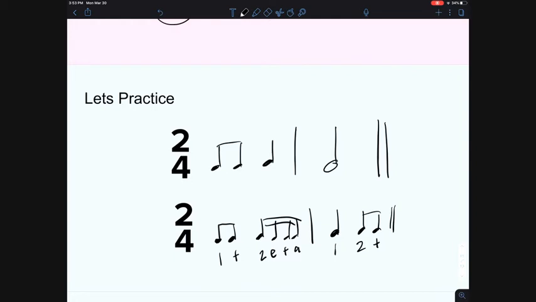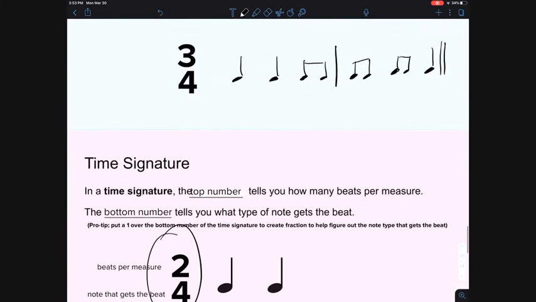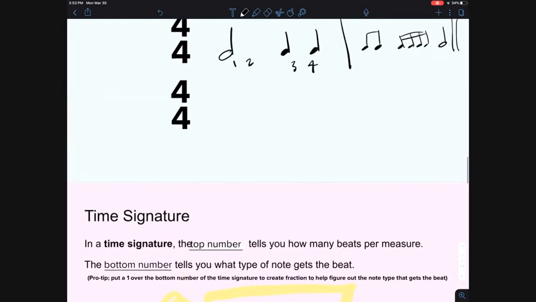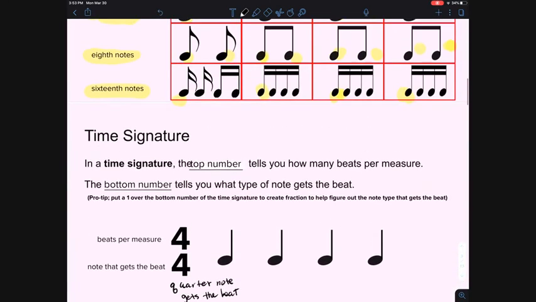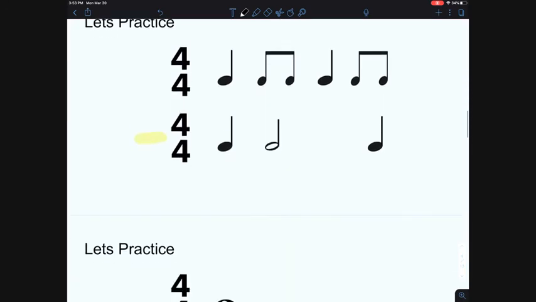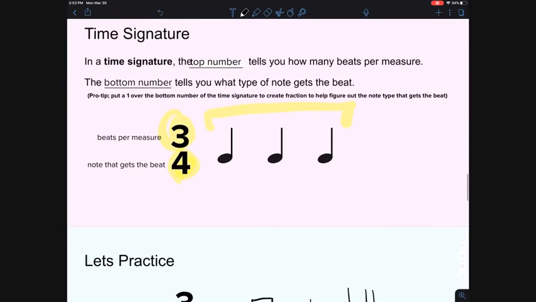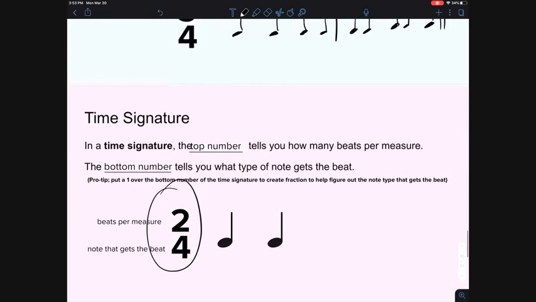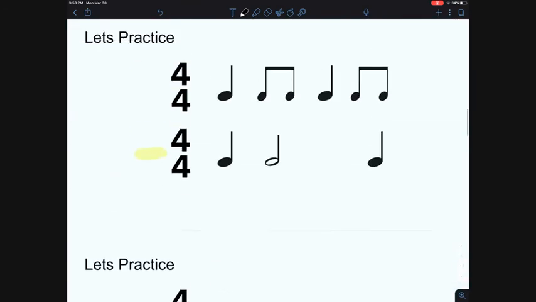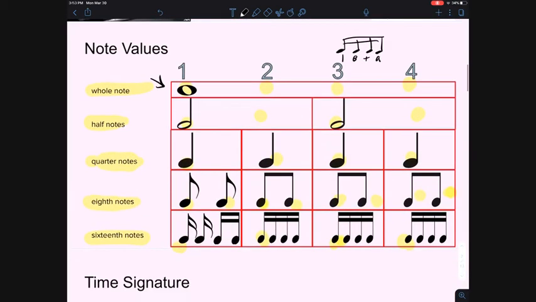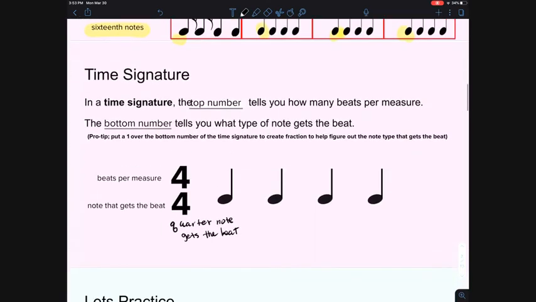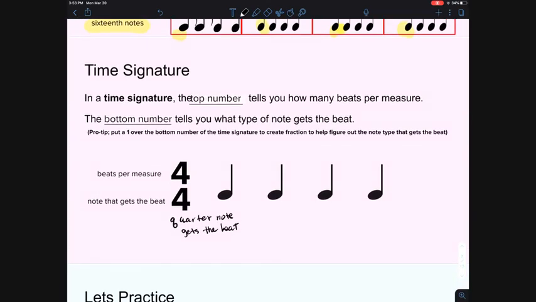All right. So there you go. There are some things about time signature and note values. You're going to need to remember what these time signatures mean. We went over 4/4, 3/4, and then all of the note values. So you can study this page and these time signature pages.